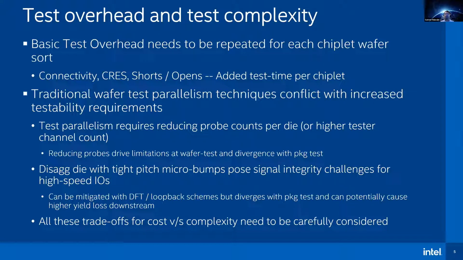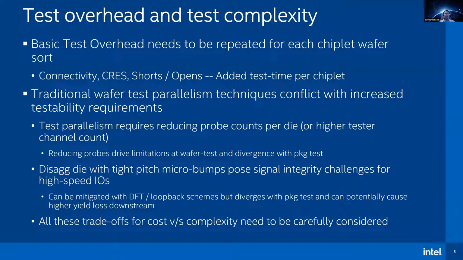Driving probe count down reduces connectivity and limits wafer test. It diverges from what you would be doing in final test because you just don't have that connectivity, and drives differences in test methods. Or increasing tester channel count increases test hardware costs. So again, it's a trade-off that needs to be made, which is appropriate based on the product decisions, product testability requirements.